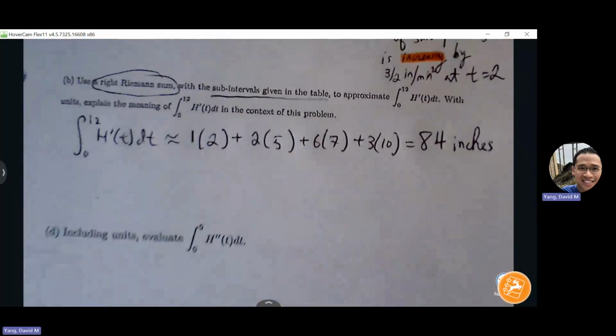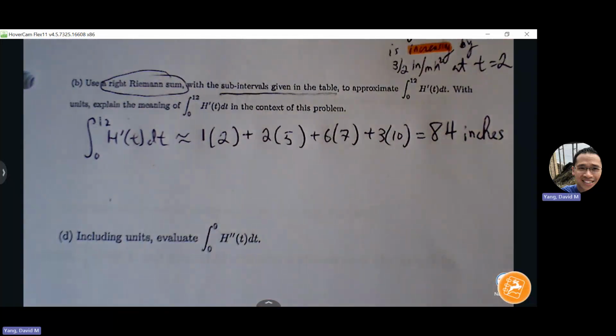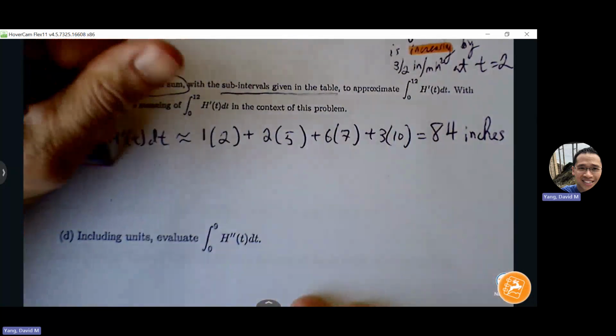Now, I want to talk about what this means, because it may not necessarily mean that the sand pit has a height of 84 inches. We want to be a little more specific than that. So I want to kind of explore this notation a bit. Okay.